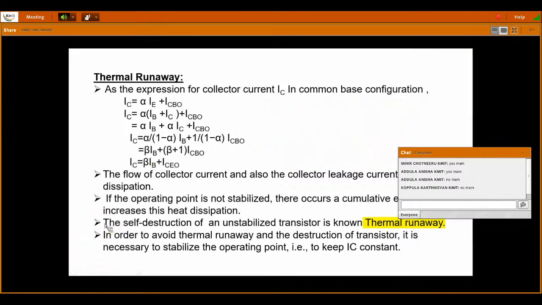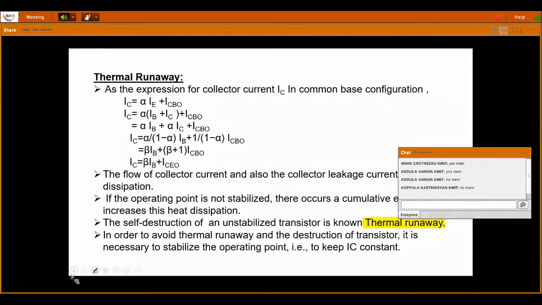Hence our collector current is equal to beta IB plus beta plus 1 times ICBO. Now beta plus 1 times ICBO is the leakage current in common emitter configuration, which we replace with ICEO.